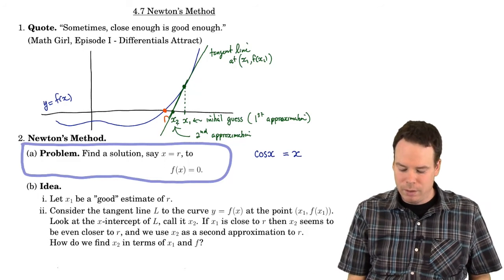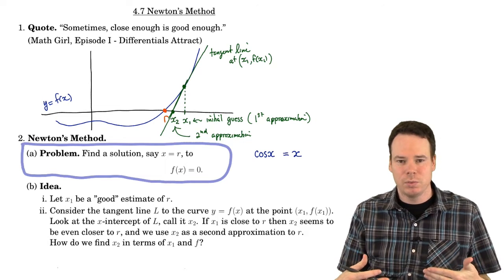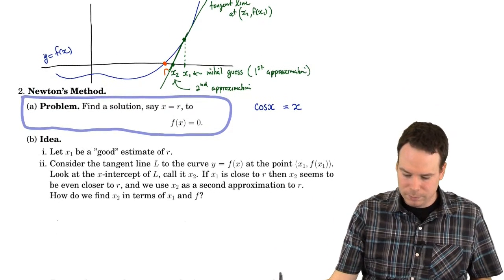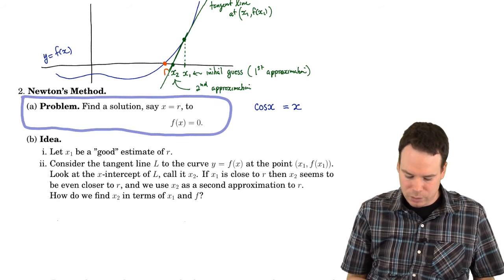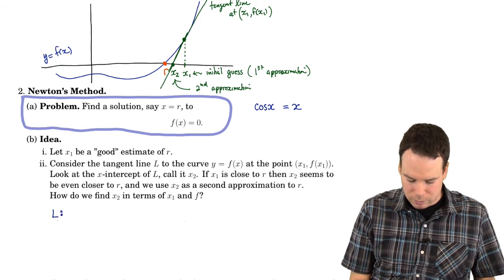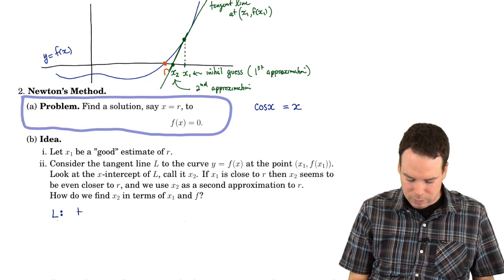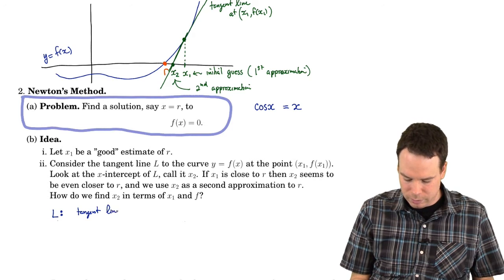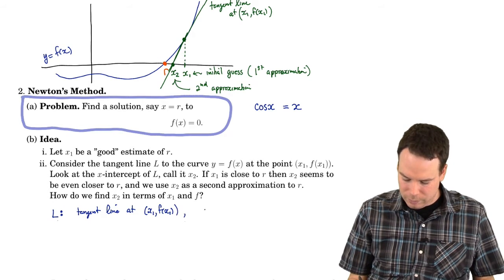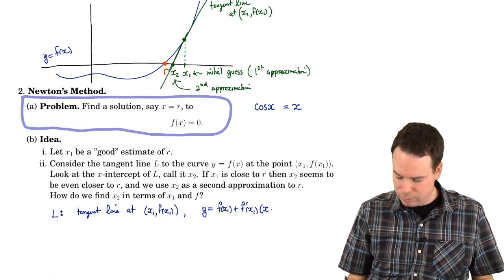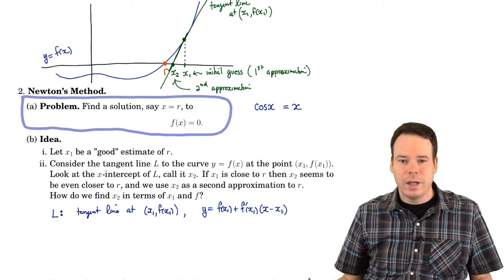So how do we come up with an expression for x2? I mean, part of the implementation is we need to know how to find this x2 if we have the initial guess x1. So let's see how we can do this. Well, we're using the tangent line, so maybe that's the first thing we should do. So let L be the tangent line that we got at x1. What's the equation for the tangent line? So here, this is the tangent line at x1, f of x1. Well, we get that by taking the function value at x1 and adding to it the derivative at x1 times x minus x1. So there's our tangent line.